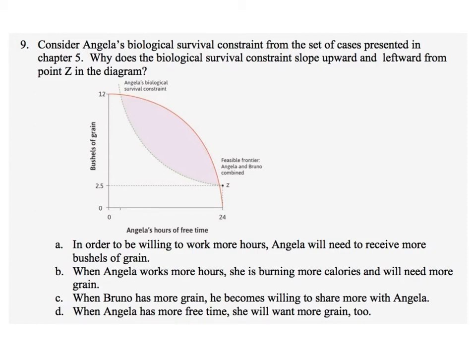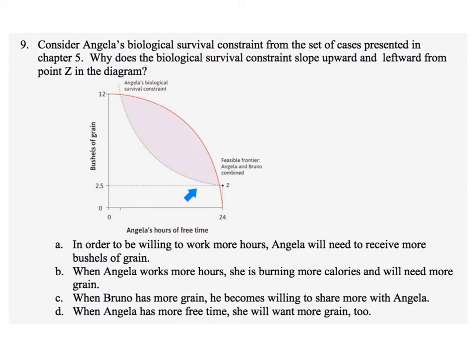One of the readiness assurance process quiz questions for Module 3 that some teams missed was number 9. Here we're asked to consider Angela's biological, the key word is biological, survival constraint from the set of cases presented in Chapter 5. Why does the biological survival constraint slope upward and leftward from point Z in the diagram? Z is right there, and the curve we can see is labeled slopes upward and leftward.